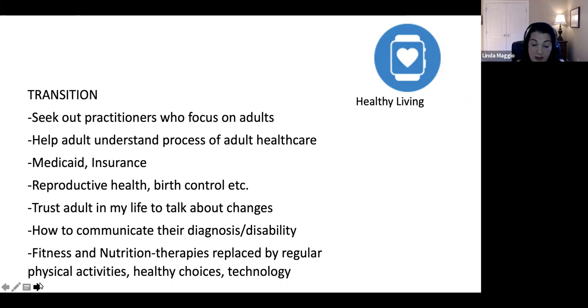Something else is you want to make sure they have a trusted adult in their life that they can talk to about different changes going on in their life. And that doesn't have to be a parent. It could be an aunt, an uncle, a friend of the family. And also, during the transition phase is the time to replace fitness and nutrition therapies with regular physical activities.